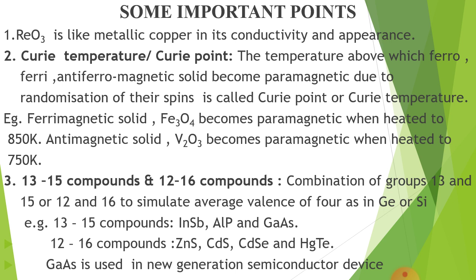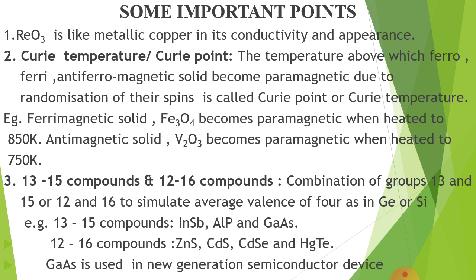Some examples are given here. Group 13-15 compounds: indium, a group 13 element, when combined with antimony, a group 15 element, forms InSb. Like that, AlP and GaAs belong to group 13-15. For 12-16 compounds, Zn belongs to group 12 and sulfur belongs to group 16. When they combine, they also form a semiconductor, and the compound is a group 12-16 compound. Some more examples are CdS, CdSe and HgTe.